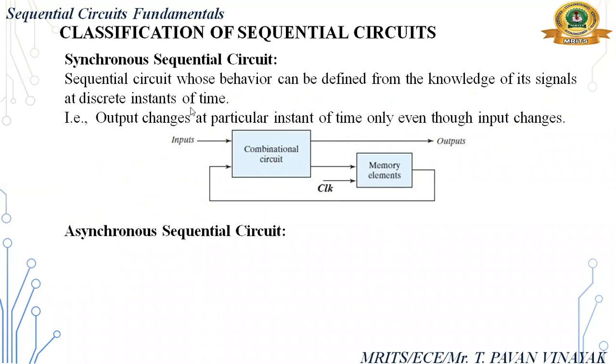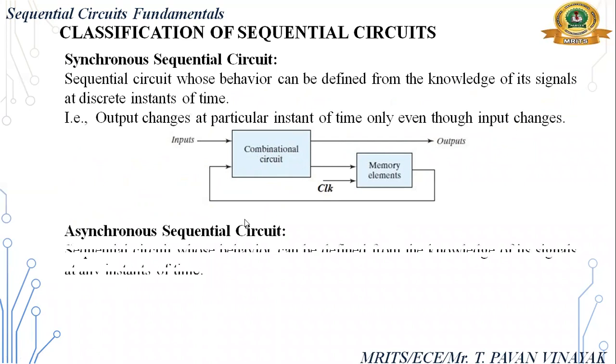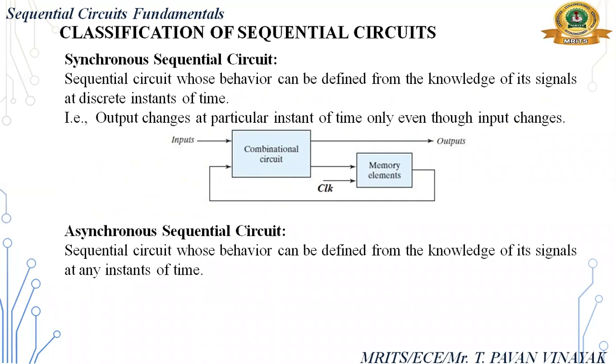For asynchronous, no clock is available, so the output can change at any time, with no prior intimation. Because the clock is not given, the signal will always go to the input. If no clock is available, it means at any time the output goes to the input. Always. So whenever the input changes, the output changes immediately.